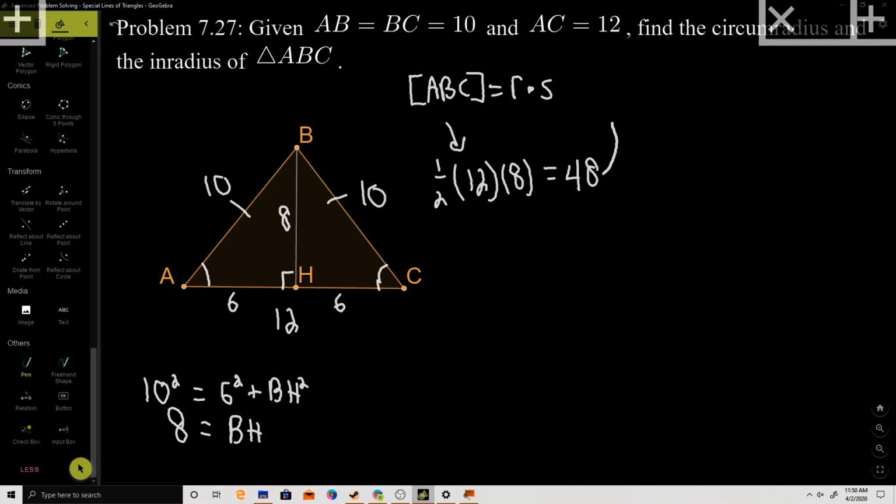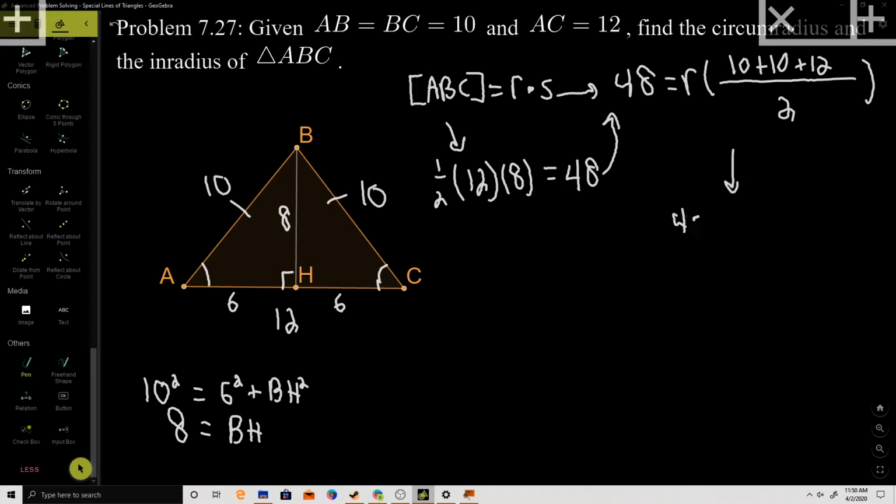Now, plugging it into the formula over here, we have that 48 equals R times the semiperimeter. And that's just half of the regular perimeter. So we have half of 10 plus 10 plus 12. We can simplify that fairly easily. Well, 10 and 10 is 20, plus 12 is 32. Divided by 2 is 16. Dividing 16 on both sides, we are going to find that r is equal to 3. And that is our inradius.